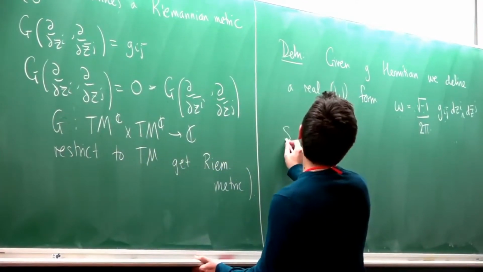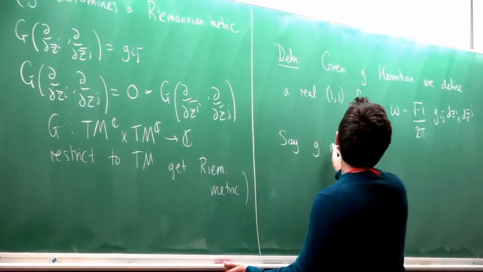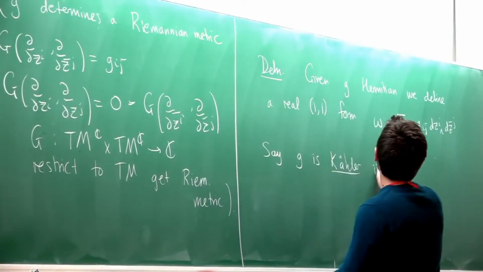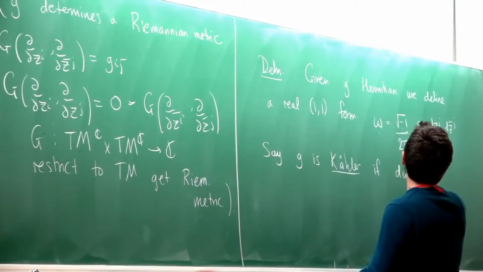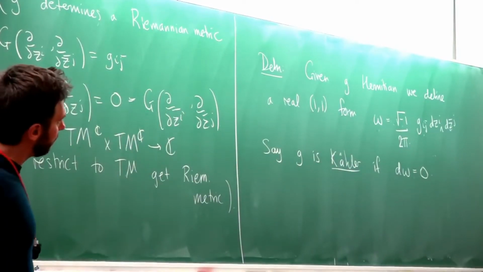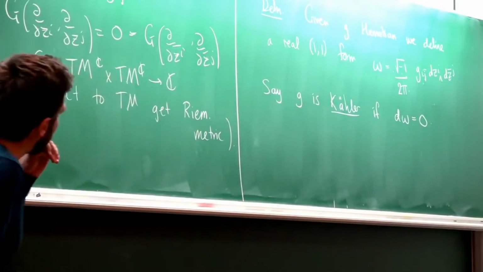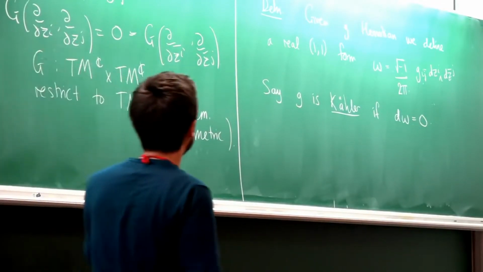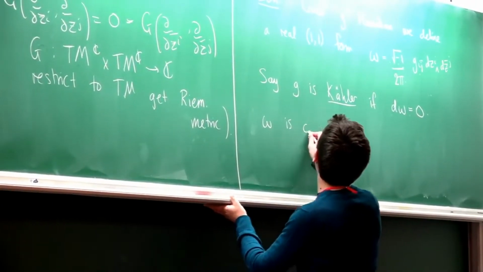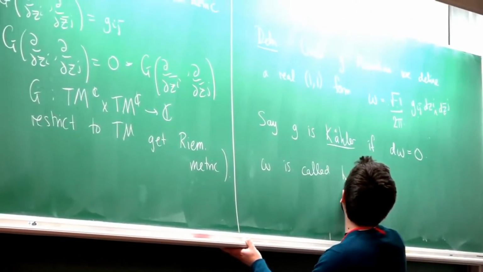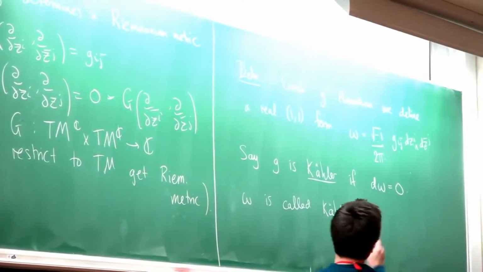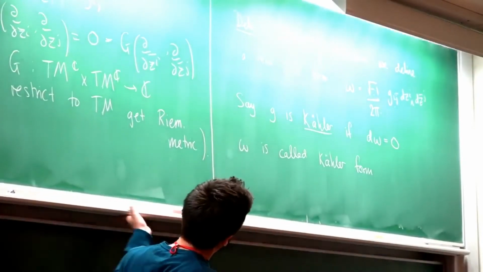And then the definition is that we say that G is Kähler if d omega is 0. And in particular, omega is a symplectic form. Right. And omega is called the Kähler form. It's called the Kähler form, but it's typical to call omega a Kähler metric, and I'll often do that.